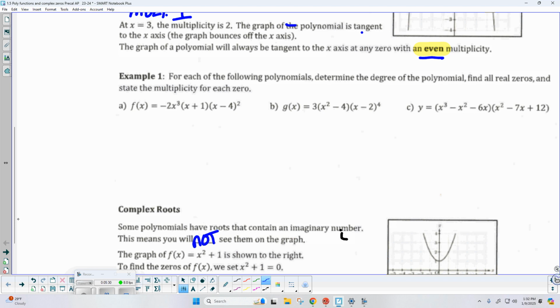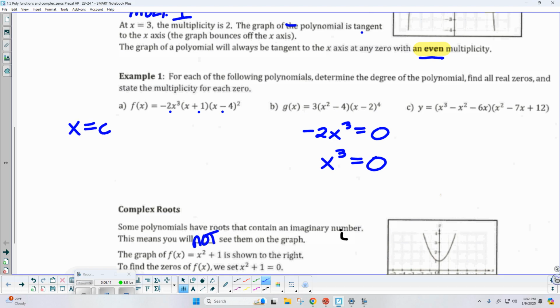All right, now for A, this one's already been factored for us. We got a negative 2x cubed times x plus 1, and then times x minus 4 quantity squared. Okay, so I'm going to take each factored part, and I'm going to go ahead and set it equal to 0. So the first part, negative 2x cubed. If I set that equal to 0, okay, so divide through by negative 2, x cubed is equal to 0, take the cube root. So what's x? What cube will give me 0? 0, there we go. So there's my first root.